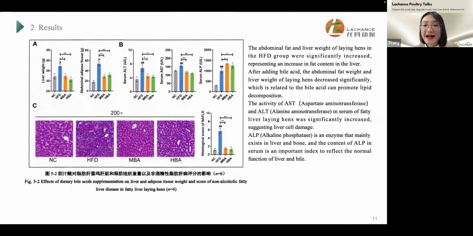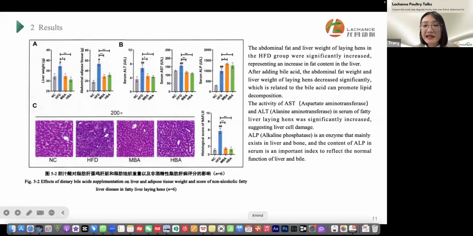And also after adding bile acid, the abdominal fat weight and the liver weight of laying hens decreased significantly, which is related to bile acid promoting lipid decomposition. The activity of AST and ALT in serum of fatty liver laying hens was significantly increased, suggesting liver cell damage. Also ALP is an enzyme that mainly exists in liver and bone, and the content of ALP in serum is an important index to reflect the normal function of liver and bile.